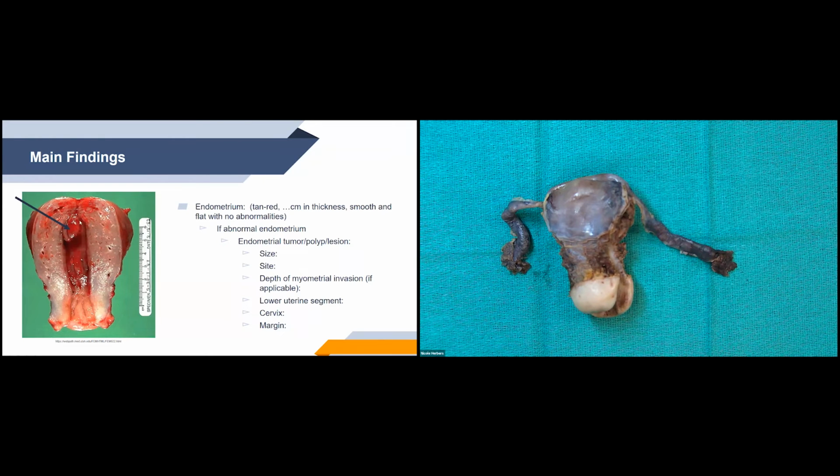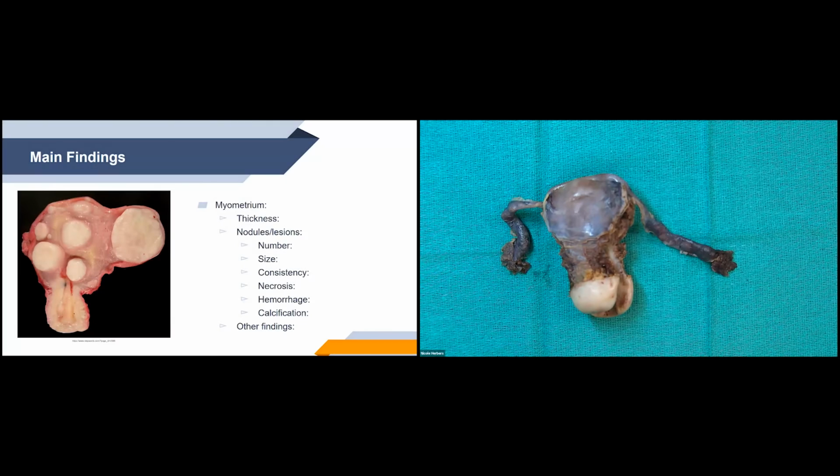So if it's located on the anterior half or posterior half, its depth of myometrial invasion, if applicable. This is only usually for cancer. If it's involving the lower uterine segments, if it's involving the cervix, and if it's involving the margins.